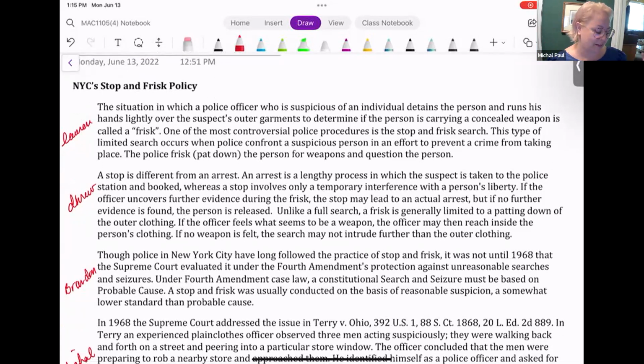So now we're going to talk about the difference between a stop and a frisk and what stop and frisk is. So take it away, Drew.